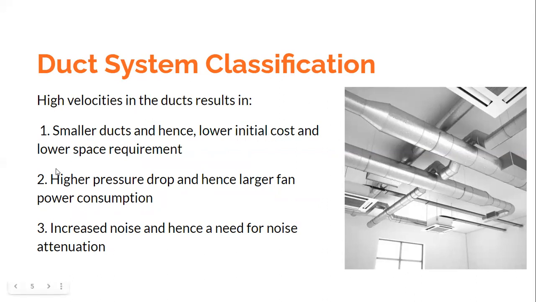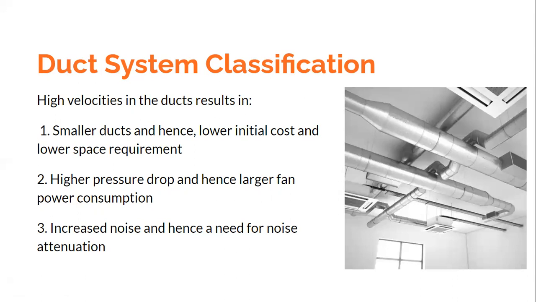Moreover, the space requirement would also be lower, because you know that in an air conditioning system, the availability of space is very critical, especially when you are talking about high value buildings like hotels and hospitals. In such scenarios, if we can go for higher velocities in the ducts, that would require less space. So lower space requirement, smaller ducts, lower initial cost. These are the advantages when you go for higher velocities in the ducts.